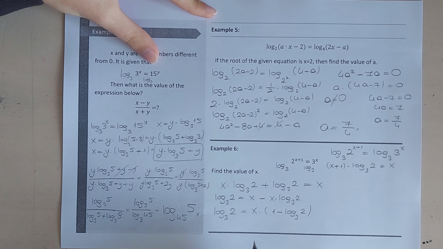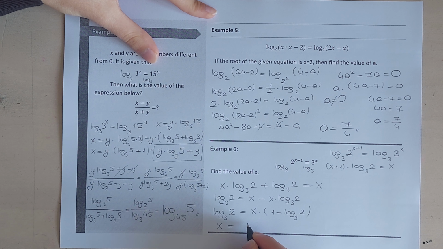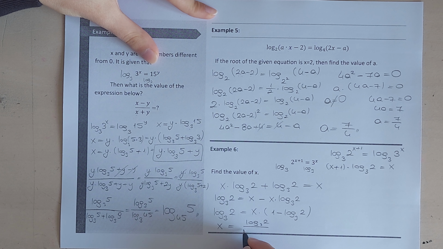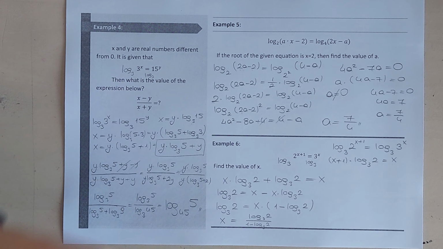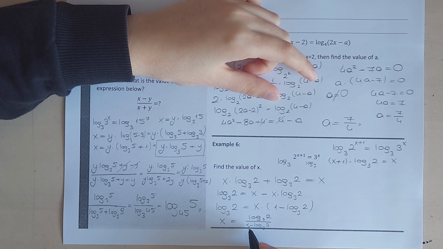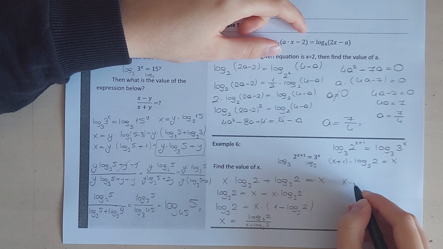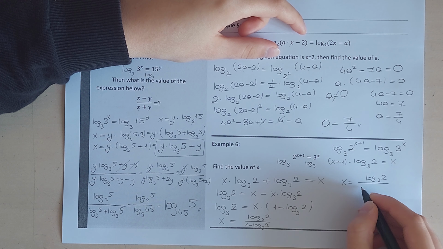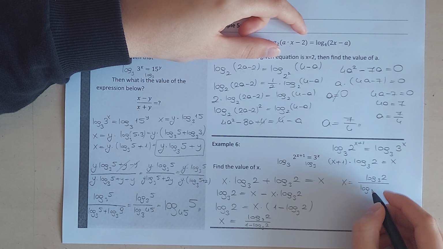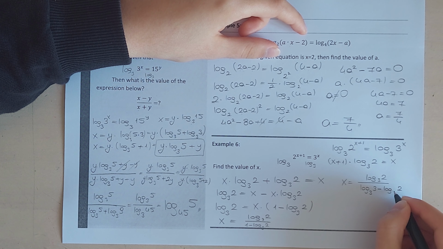Okay, now if I want to leave x alone, I can just divide each side by this term, and I get that x is equal to logarithm of 2 to the base of 3 over 1 minus logarithm of 2 to the base of 3. But I will not leave it like this. I will simplify it. So here I have 1 minus logarithm of 2 to the base of 3. I can rewrite this one as logarithm of, since the base is 3, I can rewrite this as logarithm of 3 to the base of 3 minus logarithm of 2 to the base of 3.